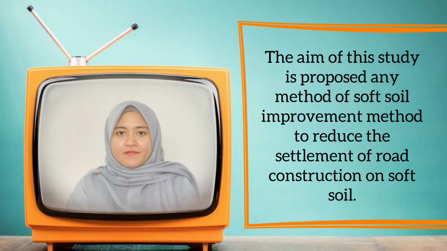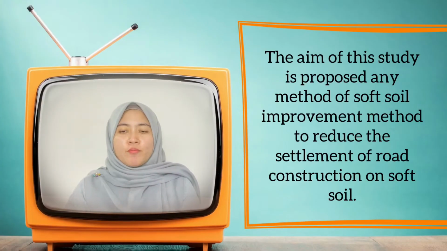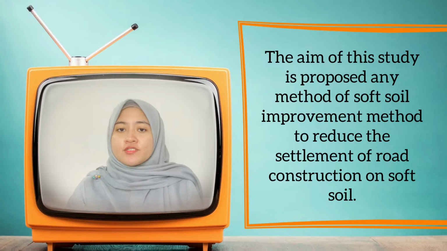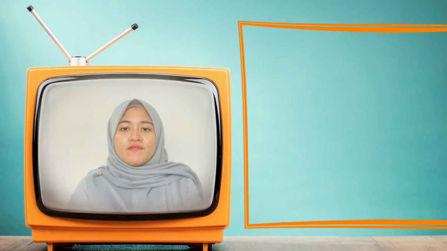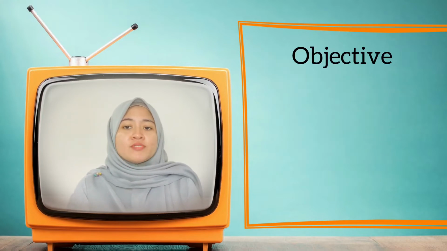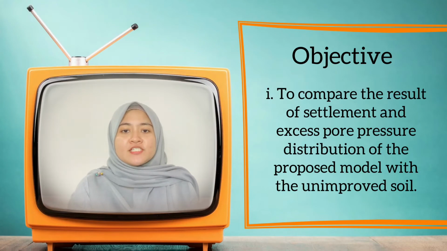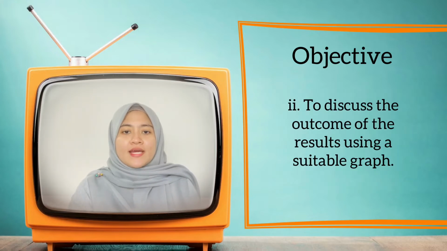The aim of this study is to propose a soft soil improvement method to reduce the settlement of road construction on soft soil. According to the aim of this study, the following are the objectives to be achieved. The first is to compare the result of settlement and assess pore pressure distribution of the proposed model with the unimproved soil. Second, to discuss the outcome of the result using suitable graphs.